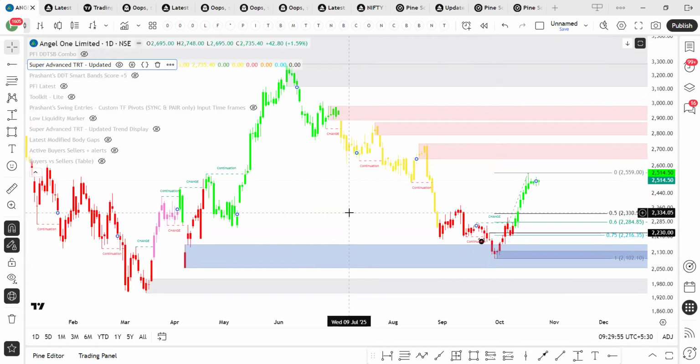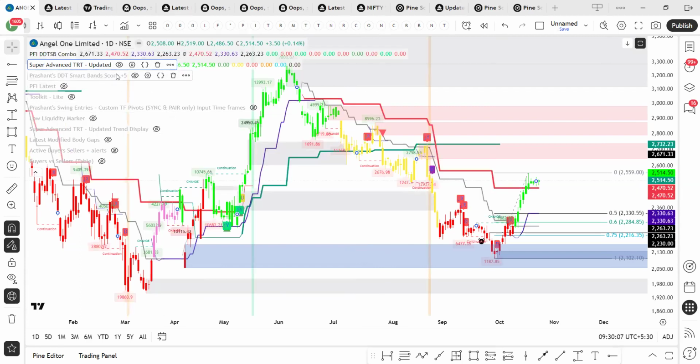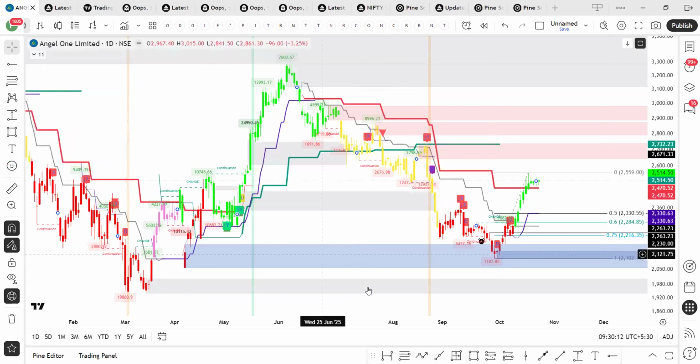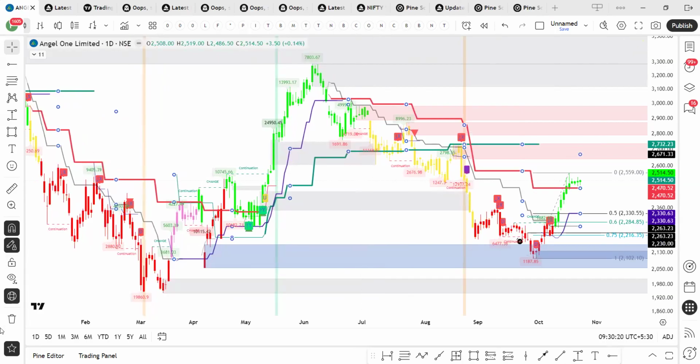One is contrarian, one is retracement, third is breakout entry or momentum entry. We are going to discuss based on three things. One is TRT, other is DDT smart band, third one is PFI numbers. You can use confluence and the success rate will improve significantly. That's what we are going to discuss.